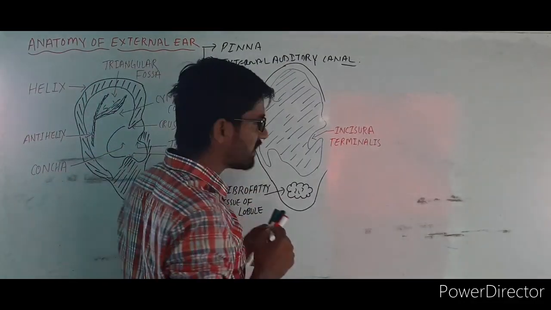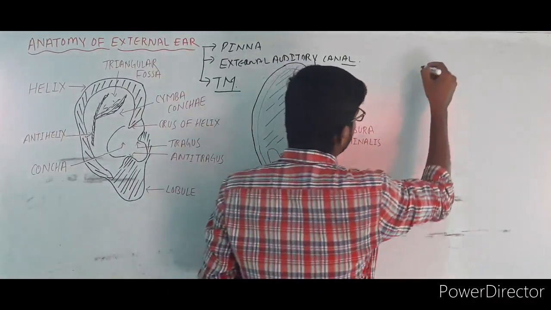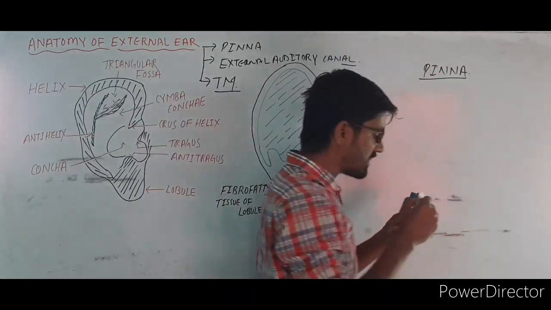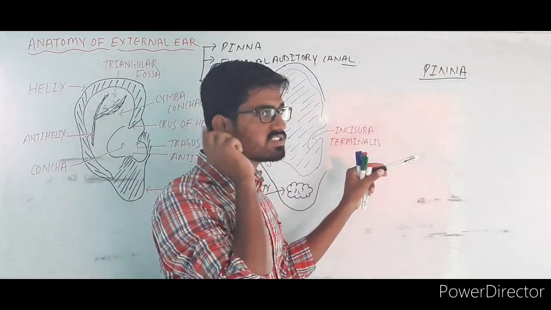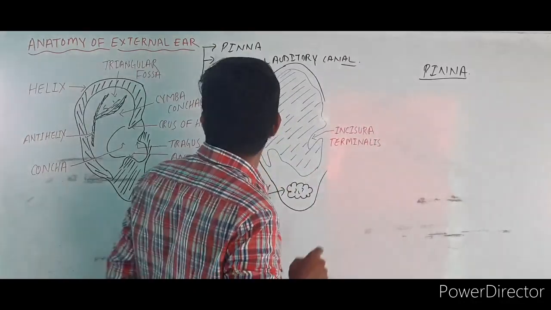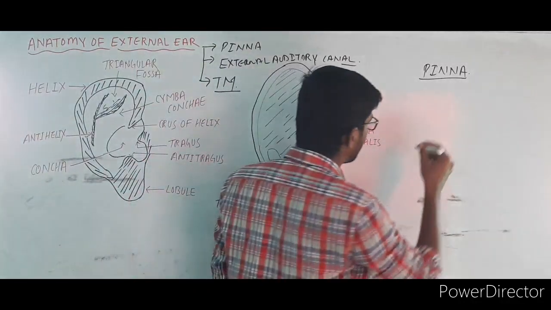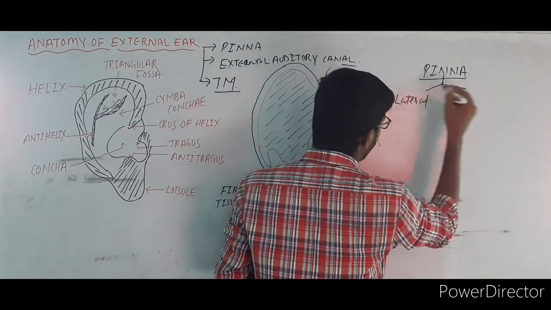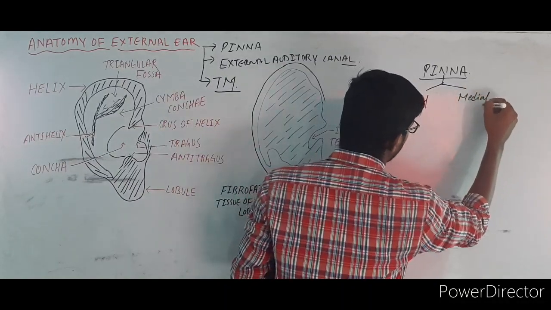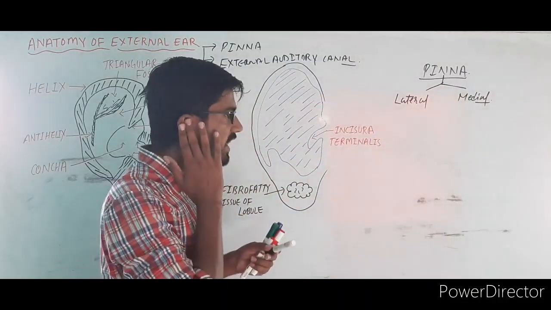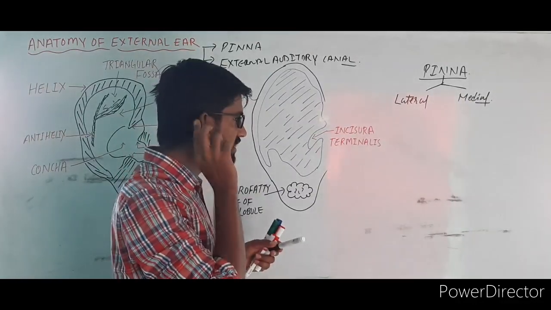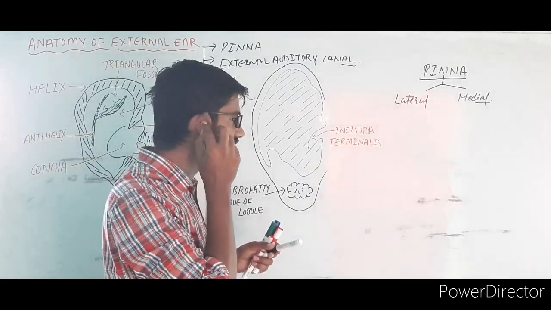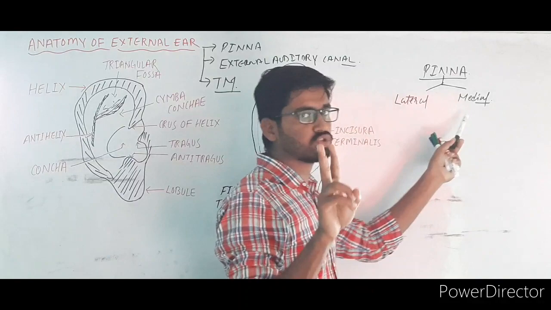So, starting with the pinna. See here, this pinna is the outermost part. The pinna has two surfaces: one is the lateral surface and the second is the medial surface. This is the lateral surface and this is the medial surface.